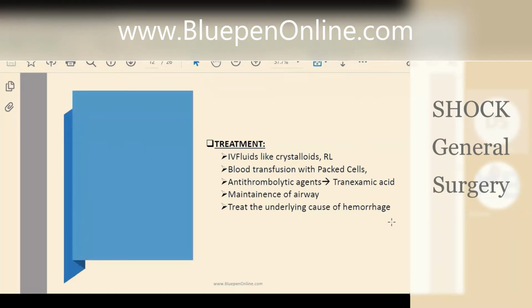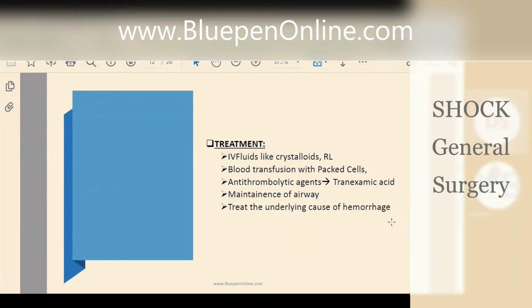Along with tranexamic acid, you have to maintain the airway, so you should intubate the patient and treat the underlying cause of hemorrhage. When there is excessive external injury which causes the blood loss, then treat that external injury. If it's internal hemorrhage from esophageal varices, banding and stapling we do. If it is internal blunt abdominal trauma, then you do exploratory laparotomy once the patient is stabilized, and you treat that underlying cause. This is hypovolemic shock.